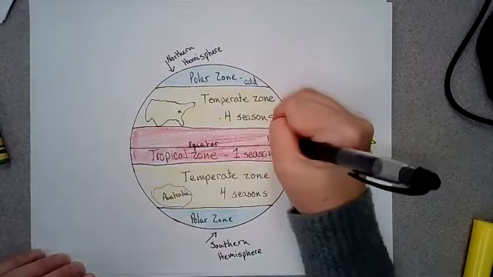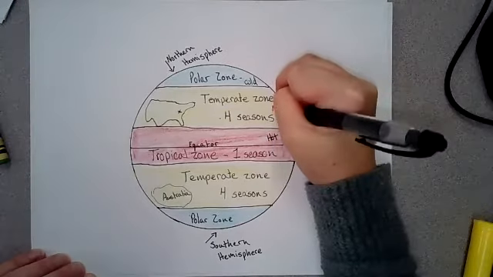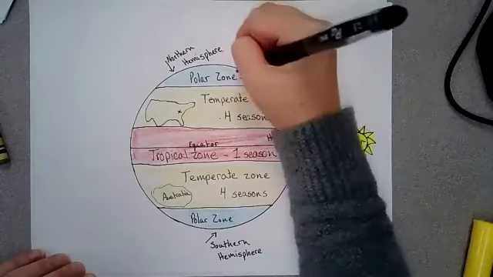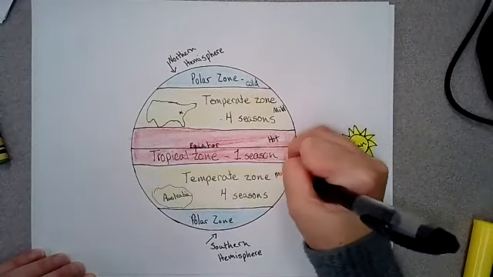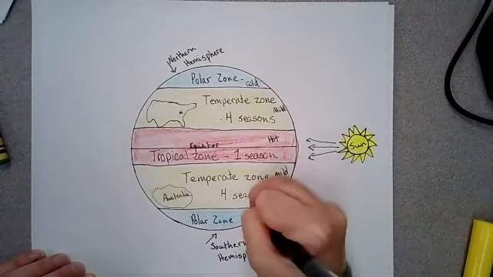So let's write hot, mild. This is just like salsa, guys, and cold. Hot, mild, cold. Hot. This is mild, like mild salsa, and cold.